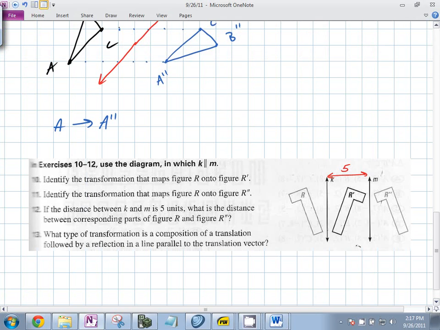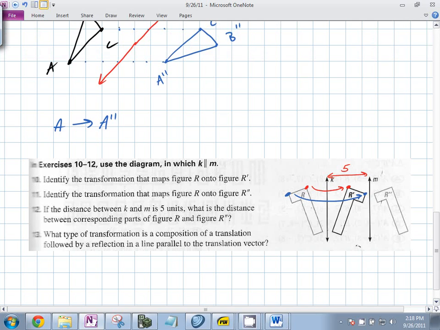So this goes from here to there. That goes from here to there. I should do different colors, shouldn't I? So that's a corresponding part. And let's draw another one. Blue to blue.